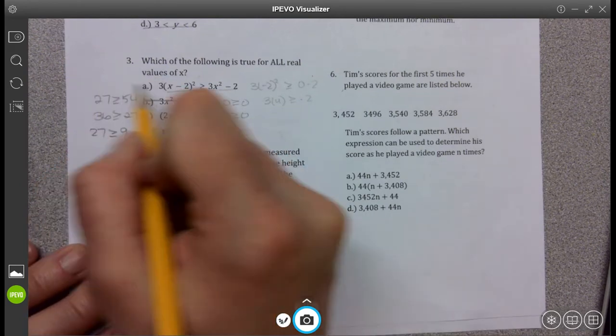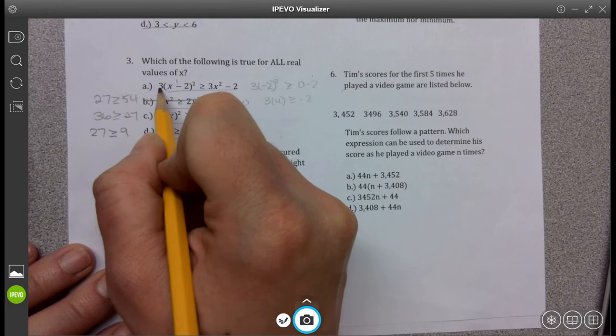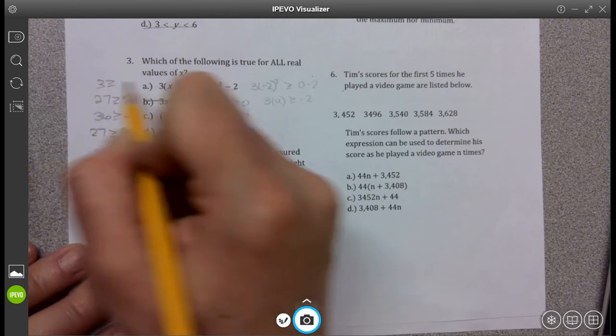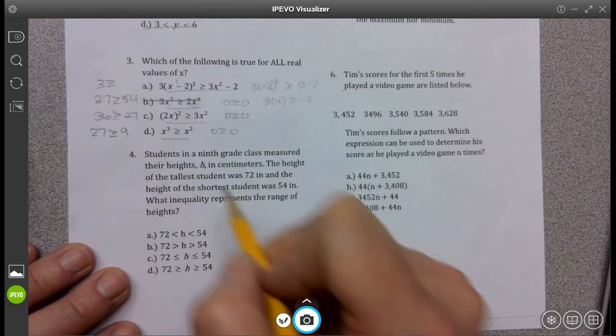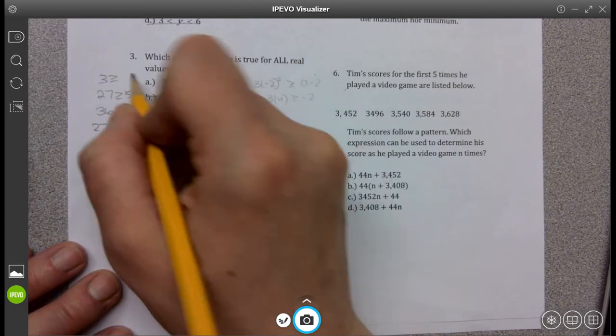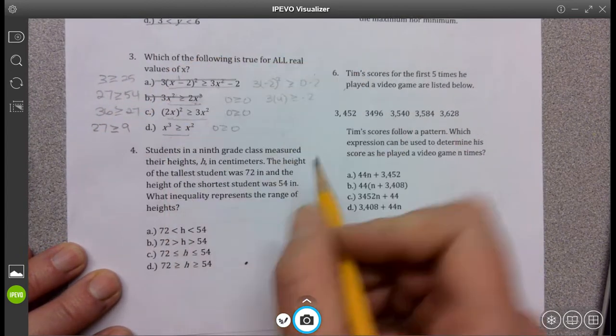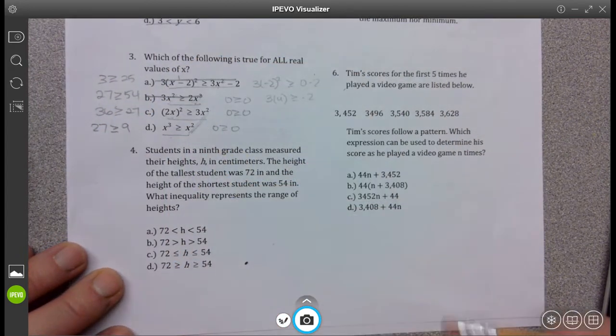Let's try it in here. If I put 3 in here, I get 1. 3 times 1 is 3. If I put 3 in here, I get 9. 27 minus 2 is, that's not going to work. So it doesn't work for positives here or here. Okay, so we have C and D.